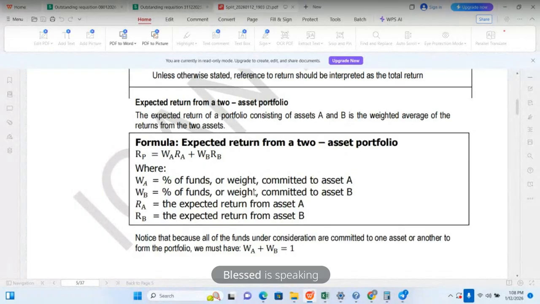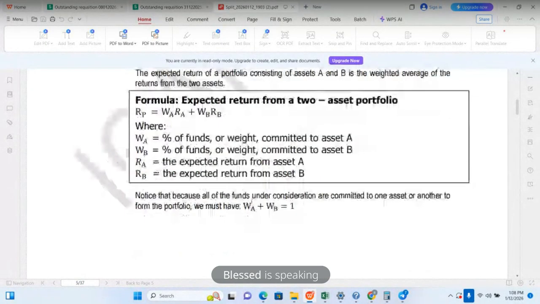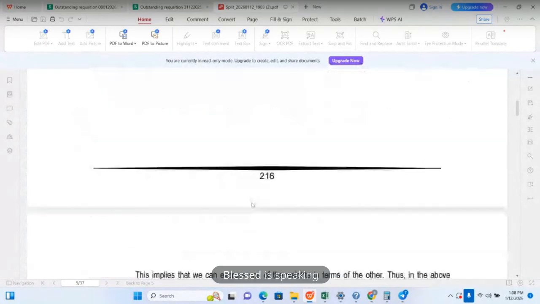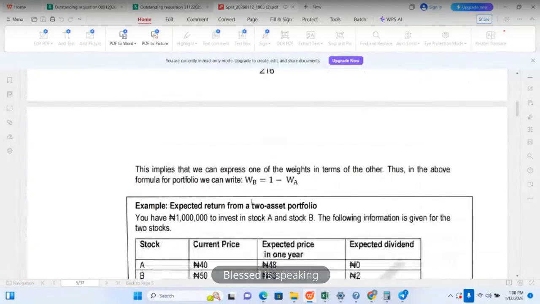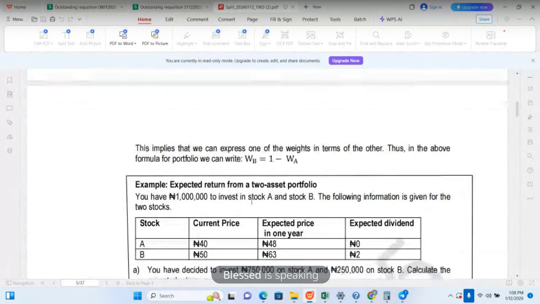Note that because all of the funds under consideration are committed to one asset or another to form the portfolio, we must have WA plus WB equal to 1. It must not be greater than 1, it must be equal to 1. This implies that we can express one of the weights in terms of the other. Thus, in the above formula for the portfolio, we can write WA.